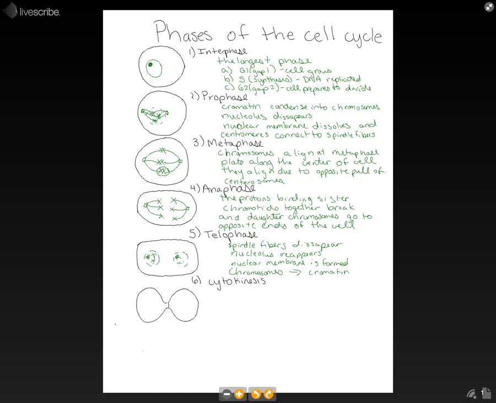Okay. Now we have cytokinesis, which sometimes isn't considered a phase of the cell cycle. However, cytokinesis is when the cell pinches apart, and that's by means of a contractile ring. That tightens where the metaphase plate was.